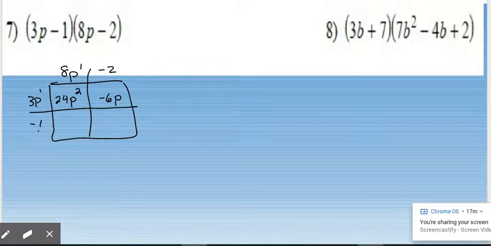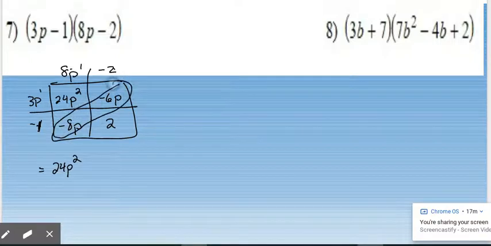Now I'm working down to the bottom. Negative 1 times 8p is negative 8p. And negative 1 times negative 2 is positive 2. Add up my like terms. Got 24p squared. My p's get added. Negative 8p plus negative 6p is negative 14p plus 2.